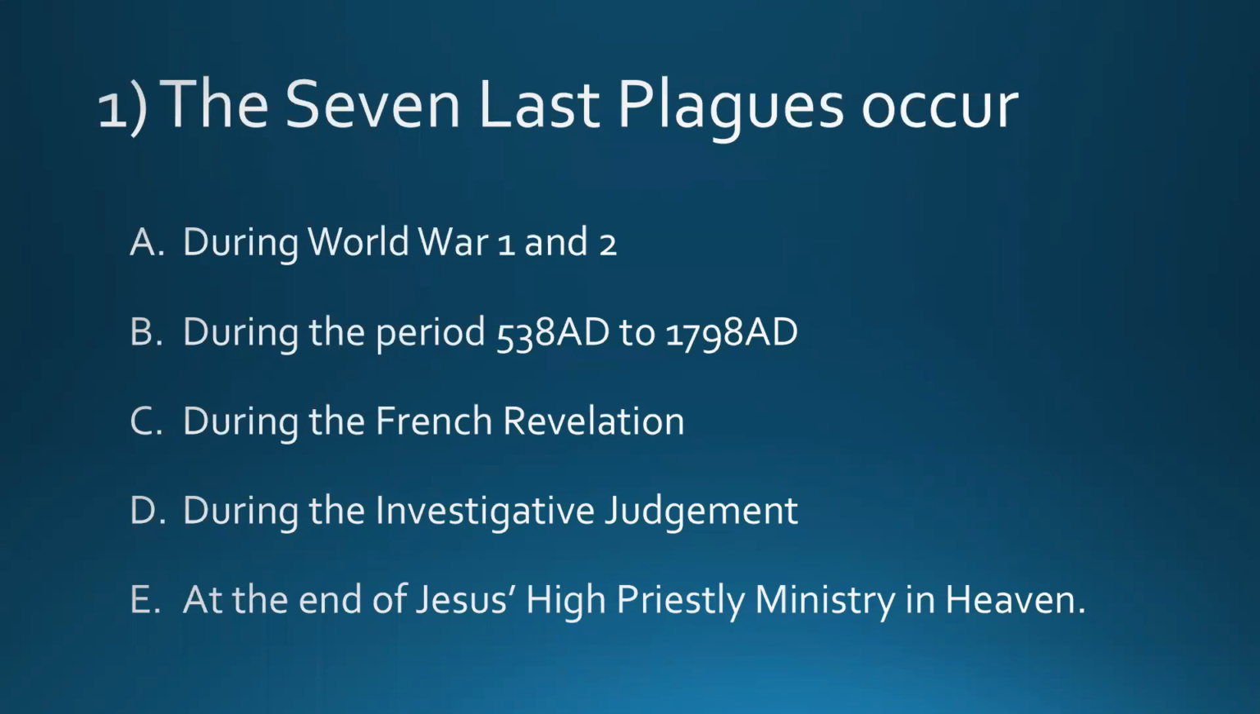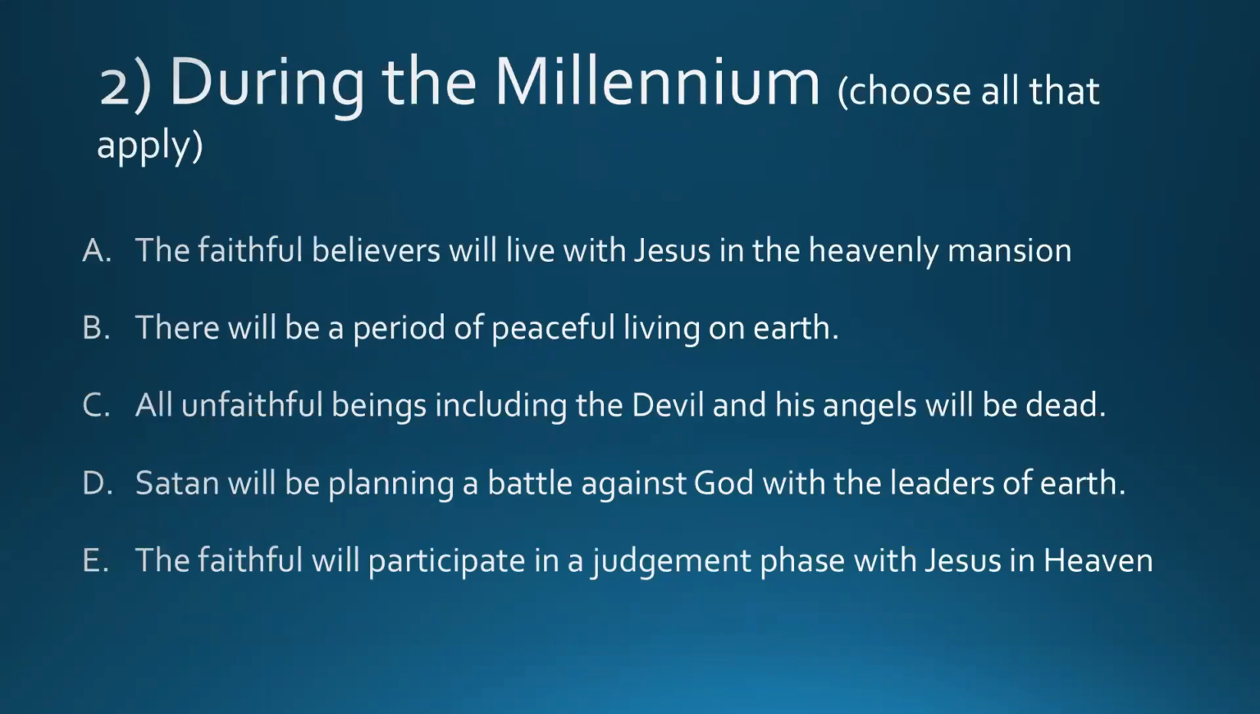So the 7 last plagues occur. What is the end of this mark here? The answer is E. At the end of Jesus' high priestly ministry in heaven. That is when the 7 last plagues occur. Okay, there are no 2 answers to that one. There is only one correct answer.